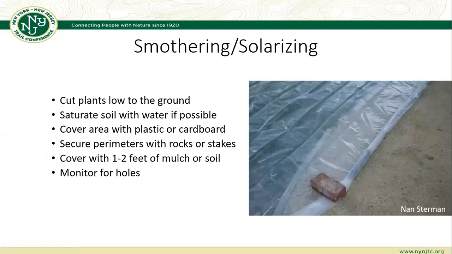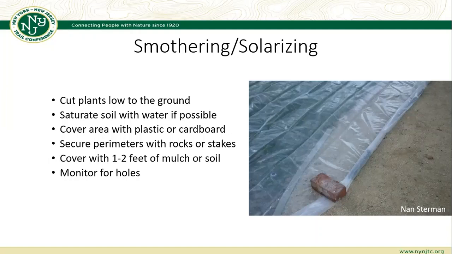Something else that you could do is smother or solarize plants. For this, you're going to want to cut the plants low to the ground. And if you have access to it, you'll want to saturate the soil with water. This will help get all the air out of the soil and improve your effectiveness. You'll want to cover the area with plastic or cardboard. Plastic probably works a little bit better, but I advocate more for cardboard because plastic will become brittle over age and it'll be hard to remove it. Or if you forget to go back and remove your barrier, then there's less plastic being littered into the environment.